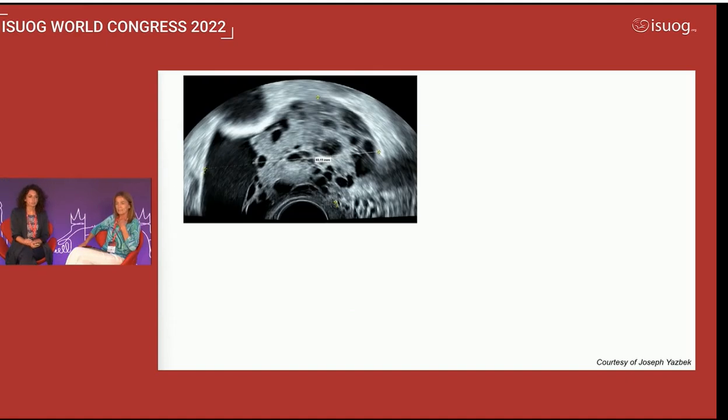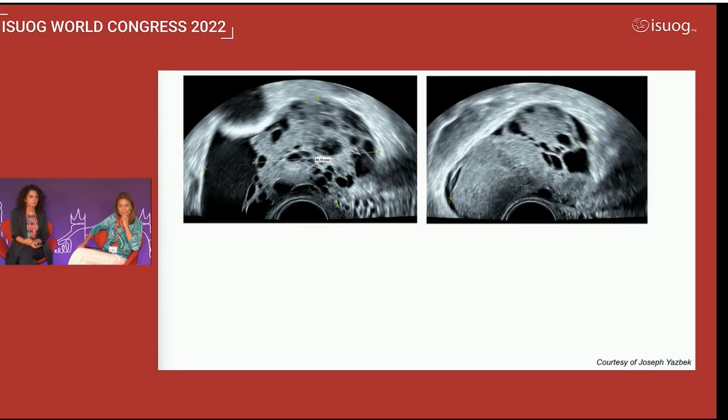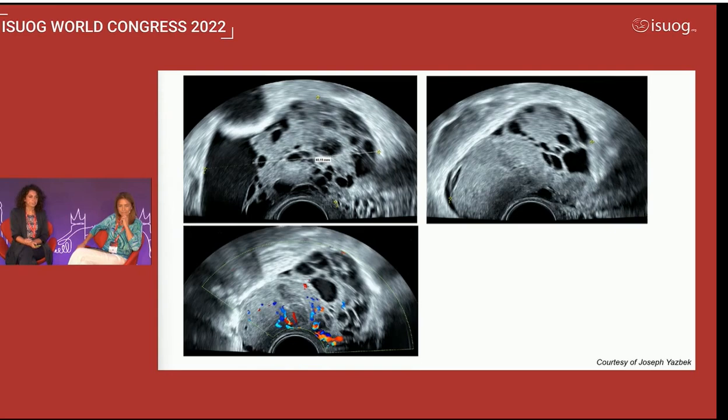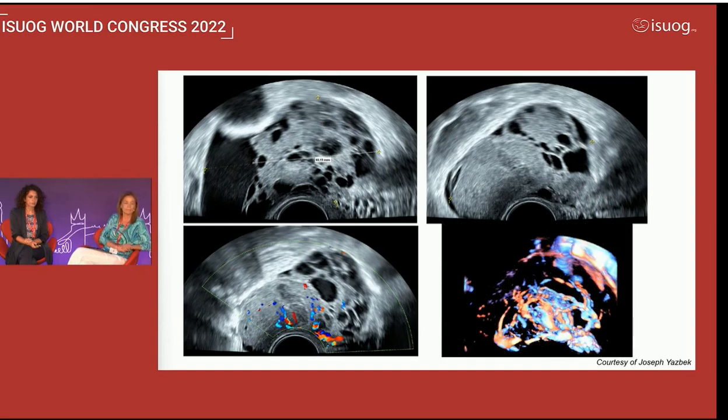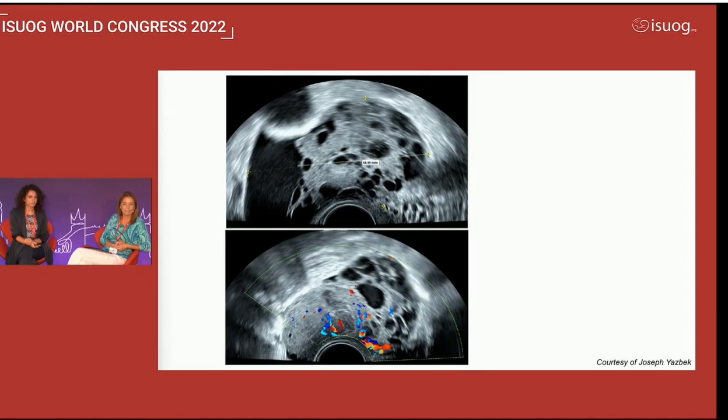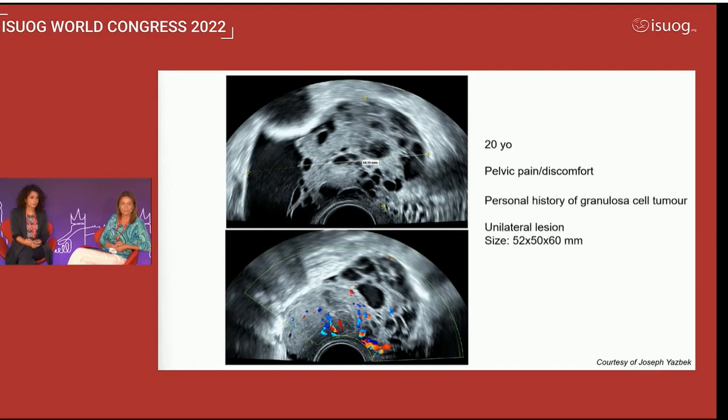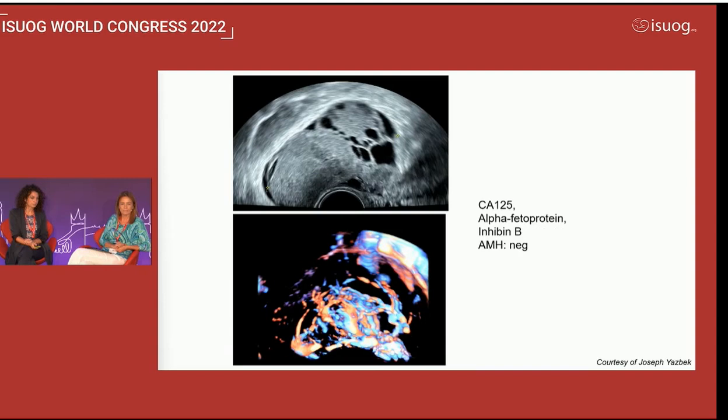And here I wanted just to show this case, done by my colleague, Mr. Yazbek. A very young patient with this lesion, more than 6 centimeters in diameter, highly vascularized with some cystic spaces. She was 20, presenting with pelvic pain and discomfort, but actually she had a personal history of granulosa cell tumor. It was this unilateral lesion, 6 centimeters in the largest diameter.